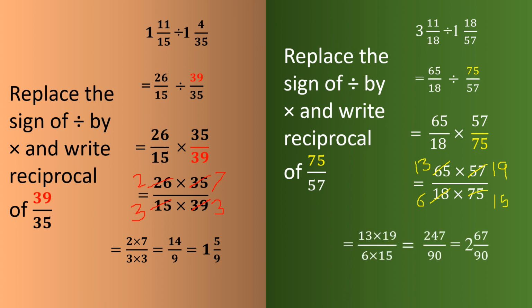13 multiply 19 by 6 multiply 15. We will multiply the numerators. So the product of the numerators is 247 and the product of the denominators is 90. So it is our improper fraction. We will convert it into a mixed number, and our answer will be 2 and 67 by 90. It is our final answer of this question.